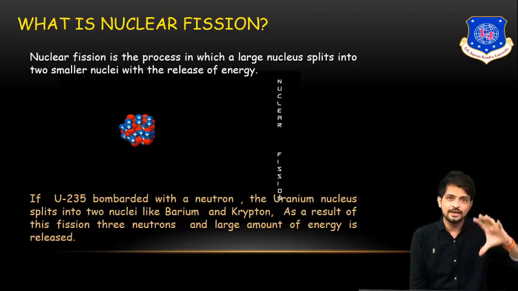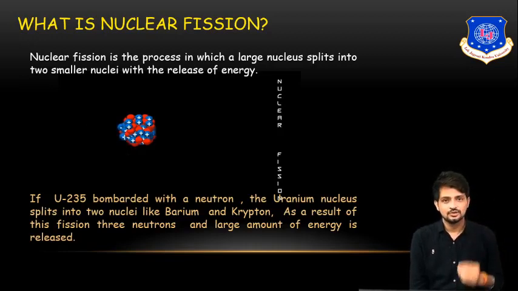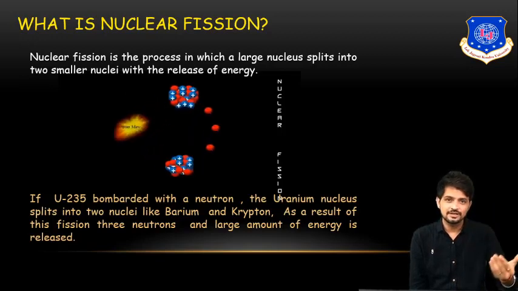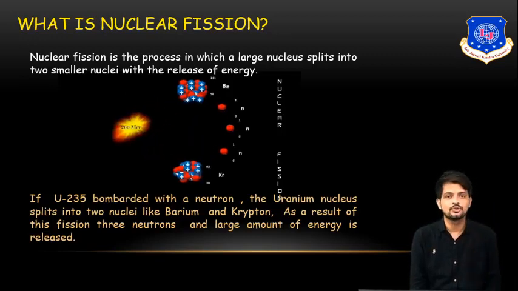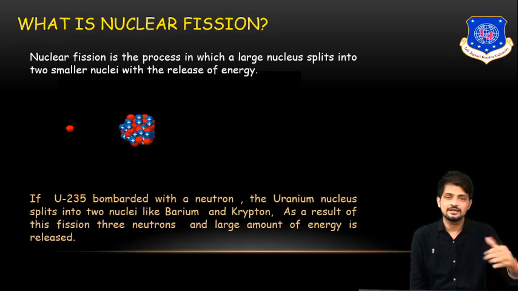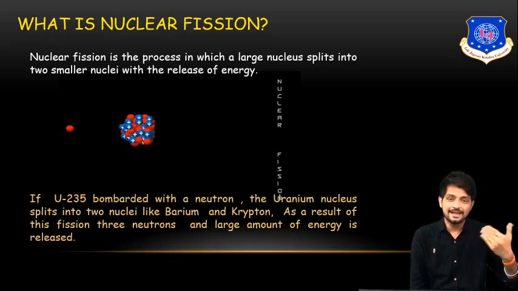So one big nucleus is split into two nuclei, and three neutrons are generated. The neutrons are continuously generated. We have to control the flow of the neutrons, and this reaction keeps going on continuously, and this is known as a chain reaction.